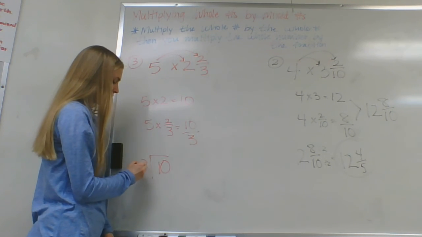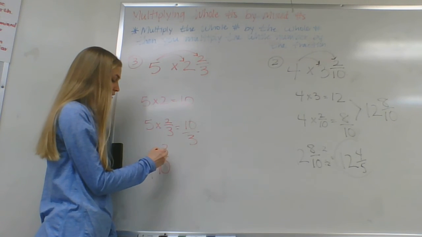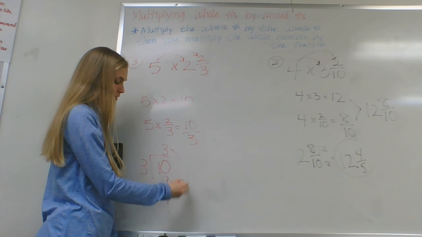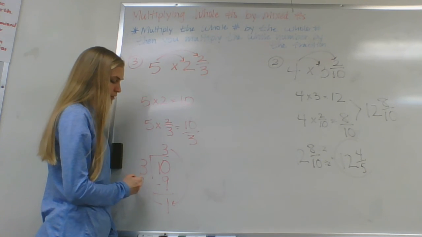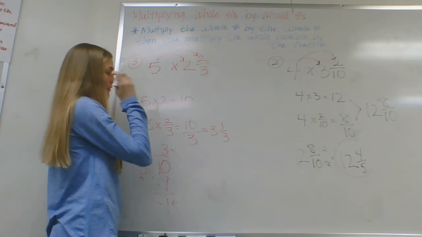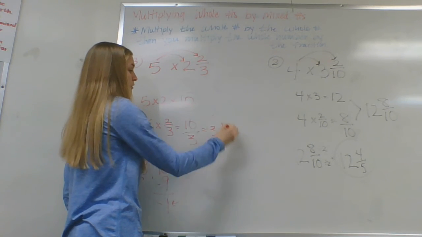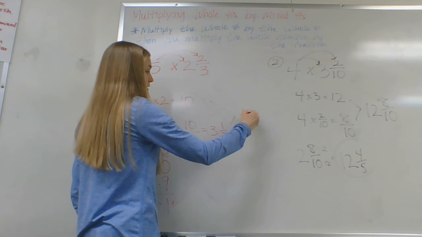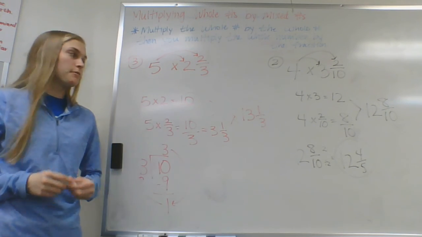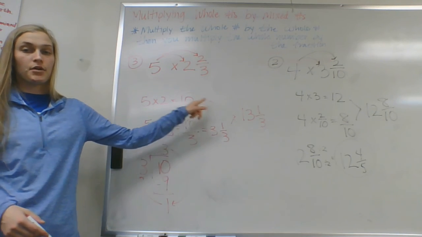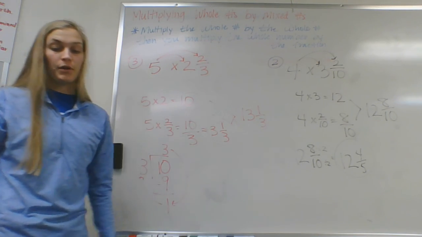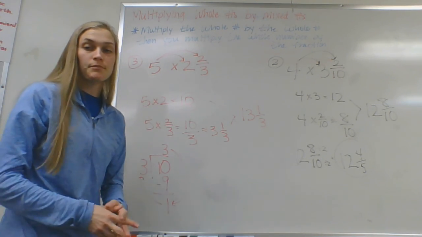So if we do 10 divided by 3, 3 goes into 10 3 times. 3 times 3 is 9. And 10 minus 9 is 1. 3 and 1/3. Now we put 10 and 3 and 1/3 together. That's going to give us 13 and 1/3. So if you have an improper fraction, you need to change it to a mixed number and then put it with your whole number. Alright, that's all there is to it. You guys have a practice. You have homework to do.